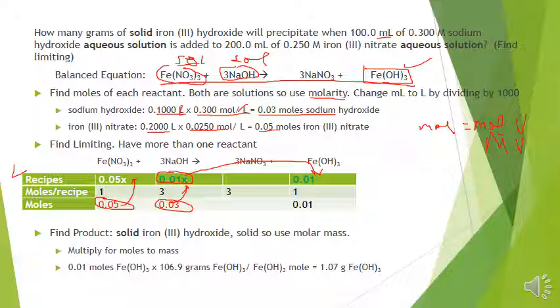So you put that number over here, and then you figure out how many moles that is. You just multiply by the moles recipe. And this is how many moles of iron hydroxide you're going to form.